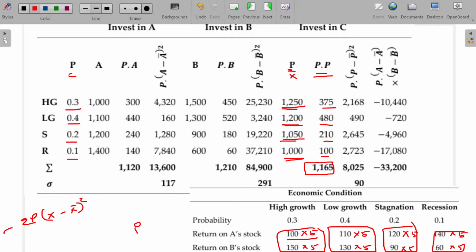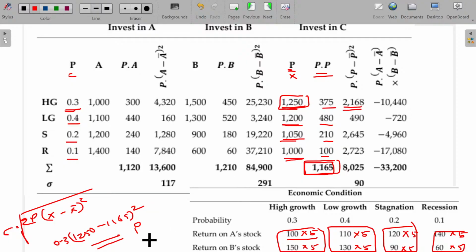This is the variance, and to calculate the standard deviation you have to take the root of this. Here x is nothing but the amount you get here, 1250. X bar is the mean you have calculated, 1165, to the power 2, and the applicable probability in this case being 0.3. Hope this value will be equal to 2168. You will be able to get this value, cross verify and let me know.